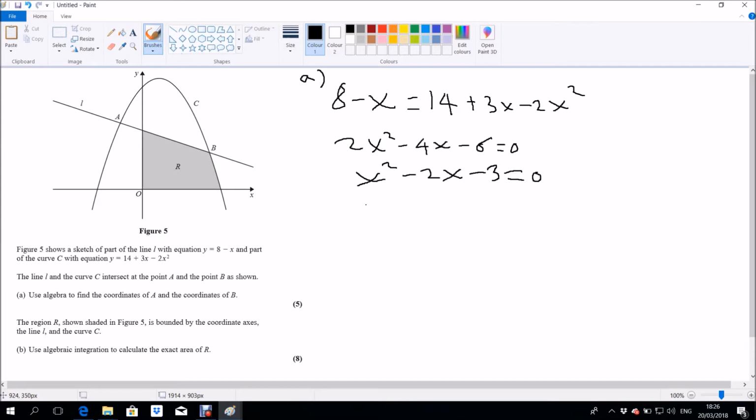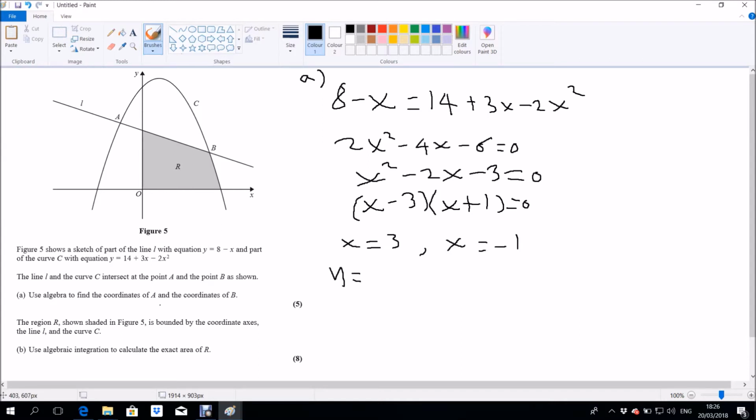Now we can factorize this much easier. So we need two numbers that multiply to make minus 3 and add up to make minus 2. So minus 3 plus 1 is simply minus 2, and minus 3 times 1 is minus 3. Now we get x equals 3 and x equals minus 1.